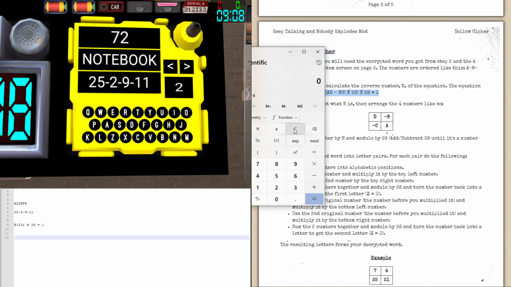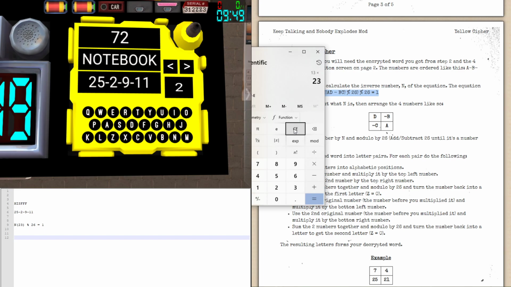There we go. So that'll be 3 times 23 modulo 26 gives us 17. That's not it. So we do 5 times 23 modulo 26 gives us 11. Not it. So we do 7 times 23 modulo 26 gives us 5. 9 times 23 modulo 26, that's 9. So 11 times 23 modulo 26 gives us 19.